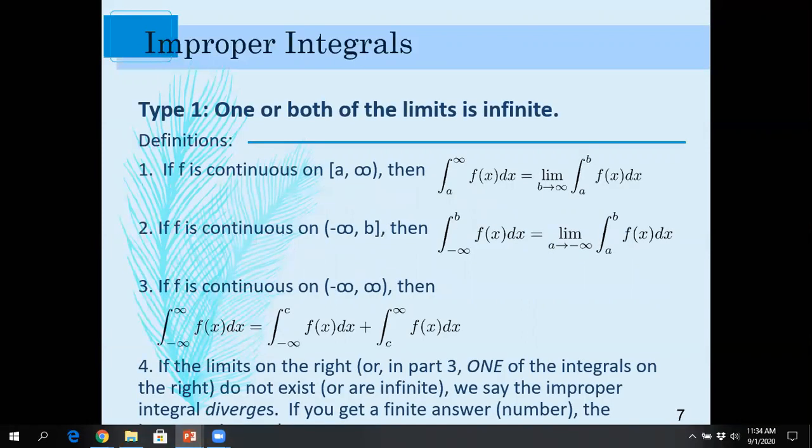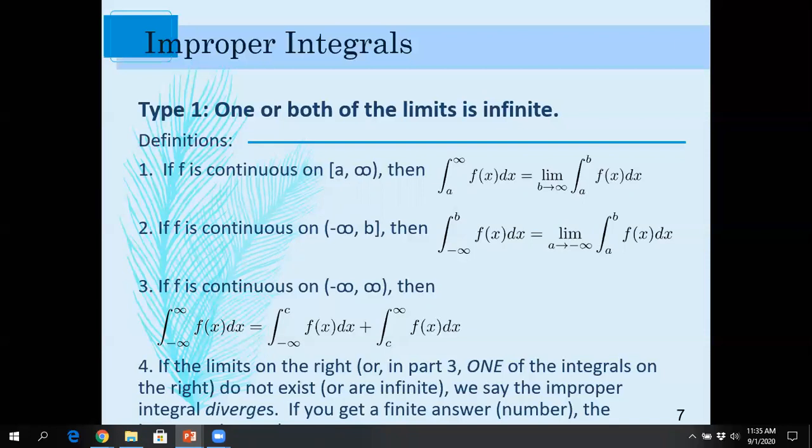So this is just a rundown of what we do. If f is continuous on a to infinity, then what do I do if I have an integral from a to infinity of f of x dx? What do I do if I have an infinite endpoint? Well, I replace that infinity with b. Does that make sense? And I take the limit as that thing goes to infinity, and then I do the integral on that interval, and then I take the limit as b goes to infinity.